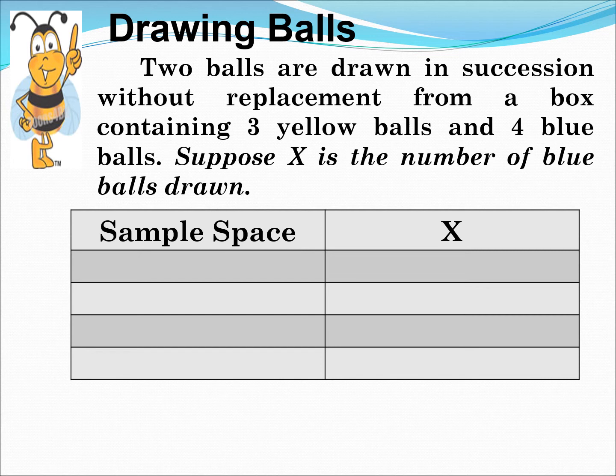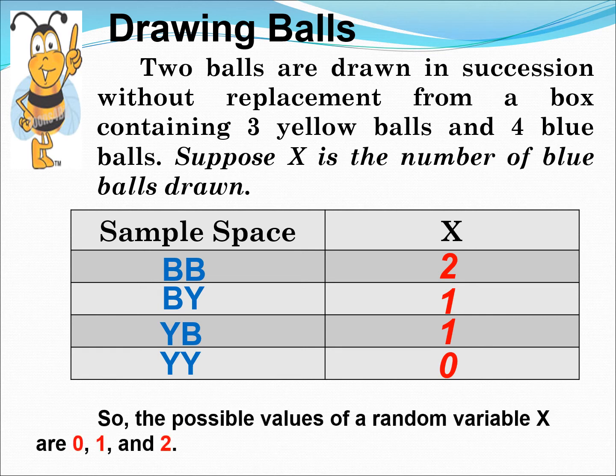So what is the sample space? We have blue-blue, blue-yellow, yellow-blue, and yellow-yellow. We're going to count the number of occurrences of blue balls and denote it as X. From the first outcome, how many times did blue balls come out? We have 2. From the second, 1. Then the third, 1. And from the last outcome, the possible value is 0. So the possible values of the random variable X are 0, 1, and 2.